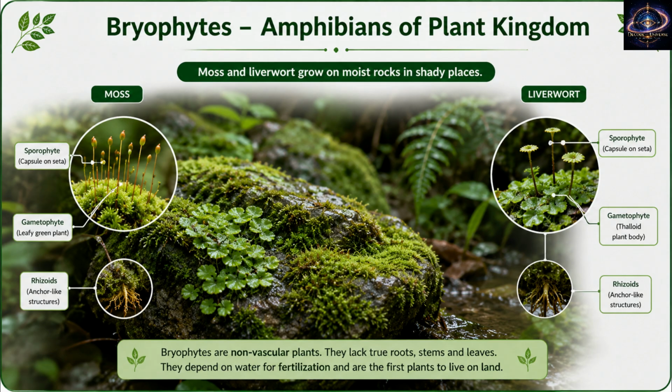Now let us study bryophytes. Bryophytes include mosses and liverworts. They are commonly found in moist, shaded areas. Bryophytes are called amphibians of the plant kingdom. Why?